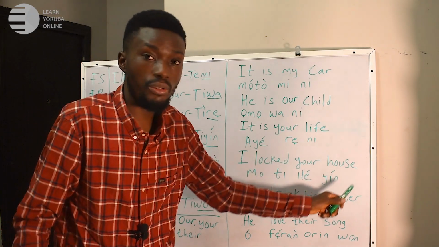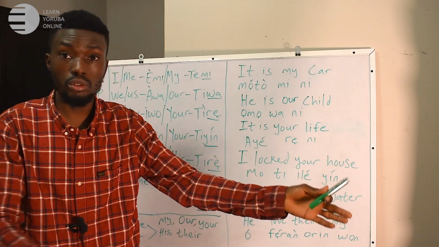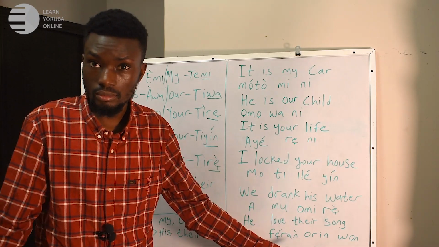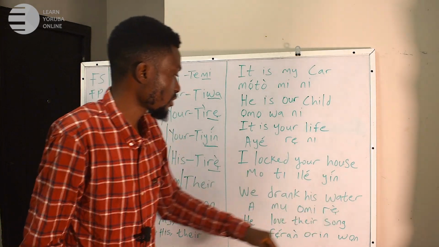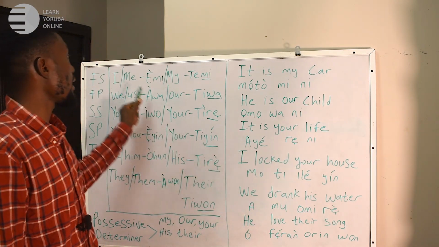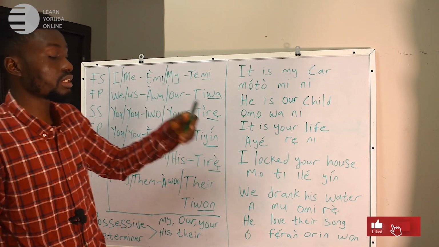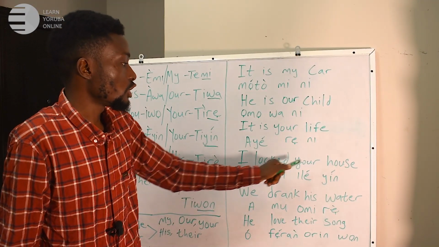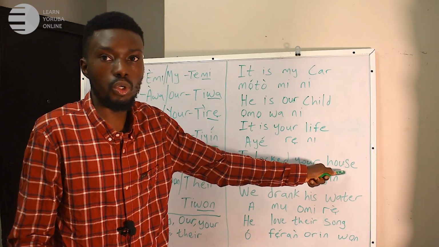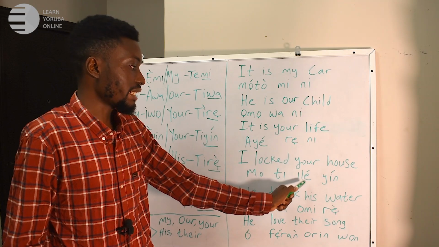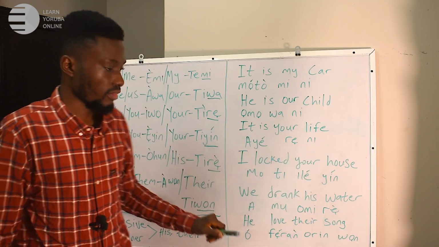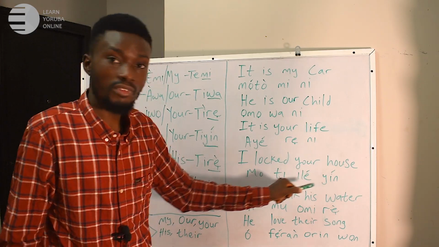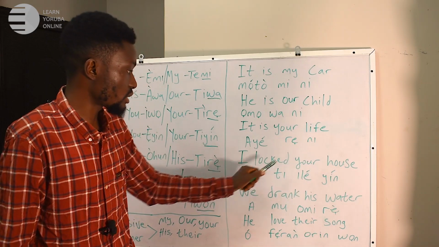So, I locked your house. Maybe you are the landlord and you are referring to, in a tenant meeting, you gather all your tenants together and say, I locked your house. So mo ti ilé yín. I said I. When you want I in isolation it is Emi, but when you want to use it in the subject position, it becomes mo. So mo ti lock your house. But I said now will always come first. So noun comes first here. Your possession, yín. That's what we have here. So mo ti ilé yín.